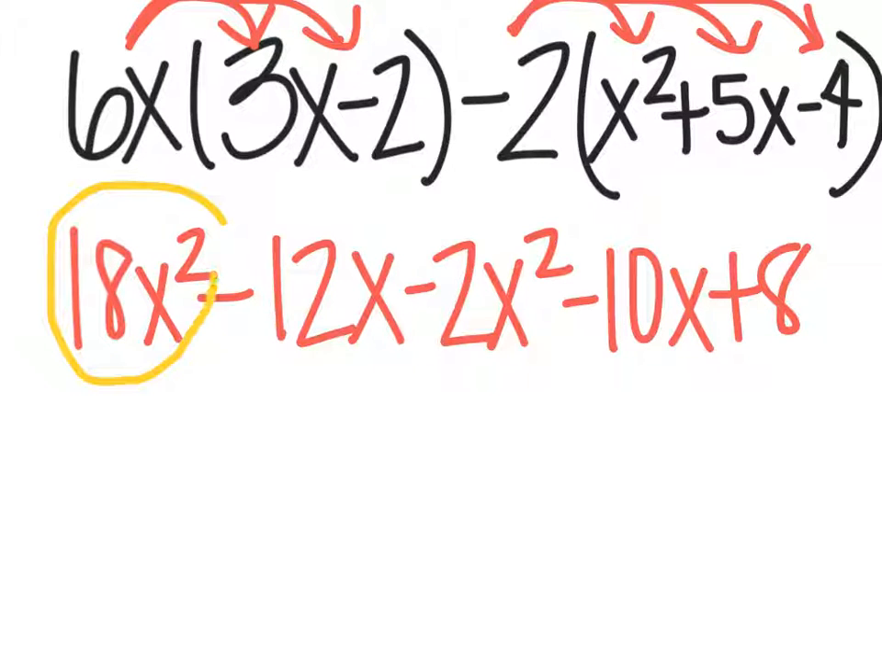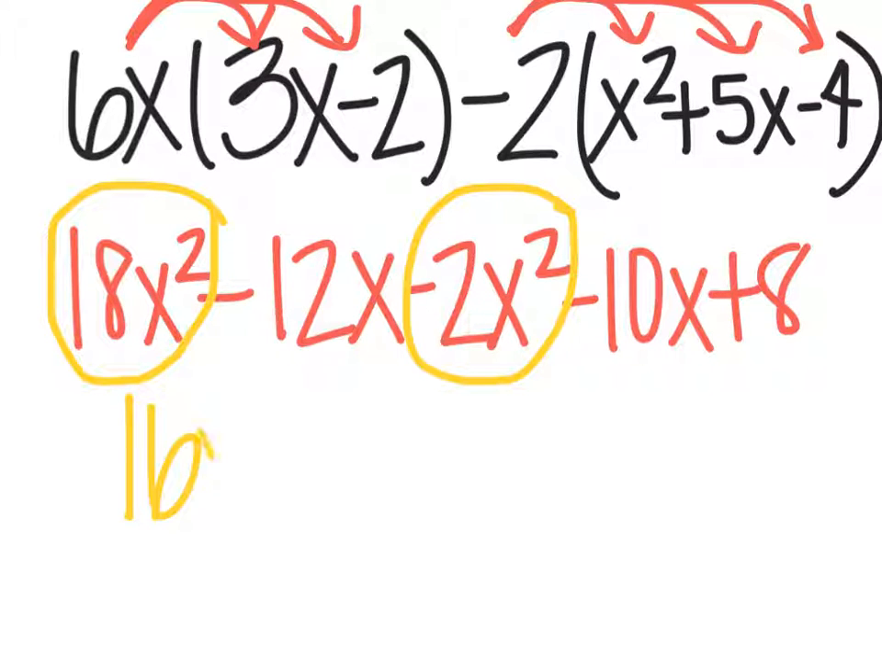Well, I have 18x squared, and I also have a negative 2x squared. So these two can go together because they both have squareds, but they cannot go with this 12x or the 10x because both 12 and 10 just have x. 18 and negative 2 have x squared, and that exponent makes a difference. So 18x squared minus 2x squared is going to be 16x squared.